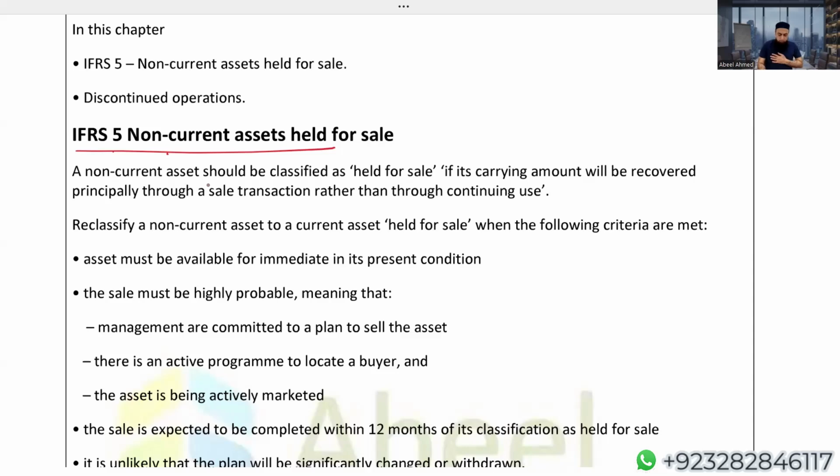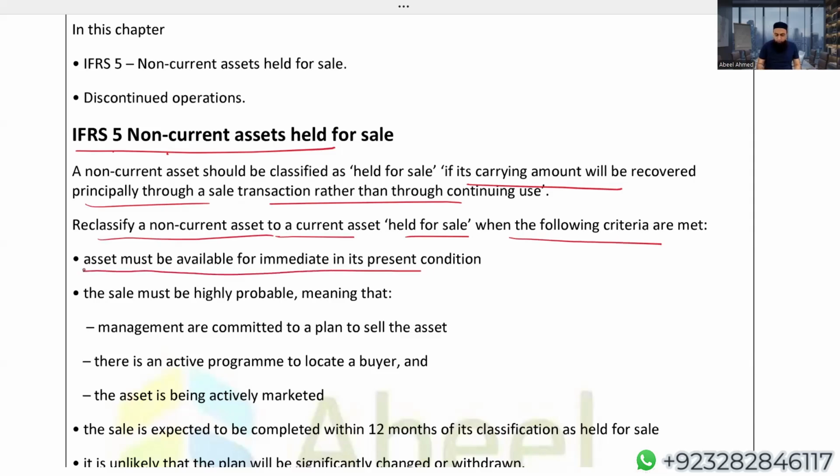A non-current asset should be classified as held for sale if its carrying amount will be recovered principally through a sale transaction rather than continuing use. Reclassify a non-current asset to current held for sale when the following criteria are met. Number one, the asset must be available in its present condition.